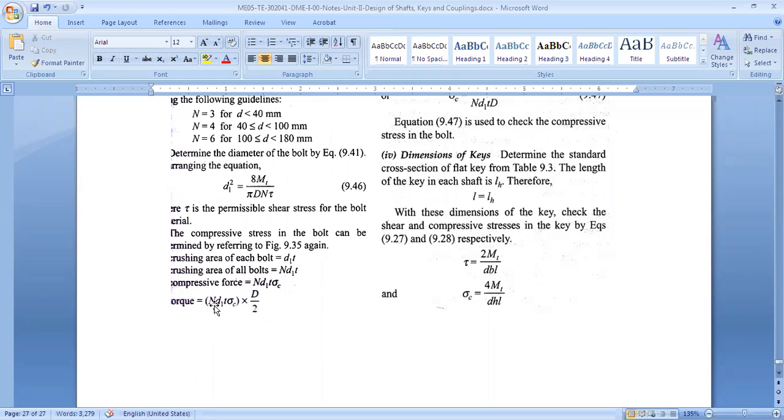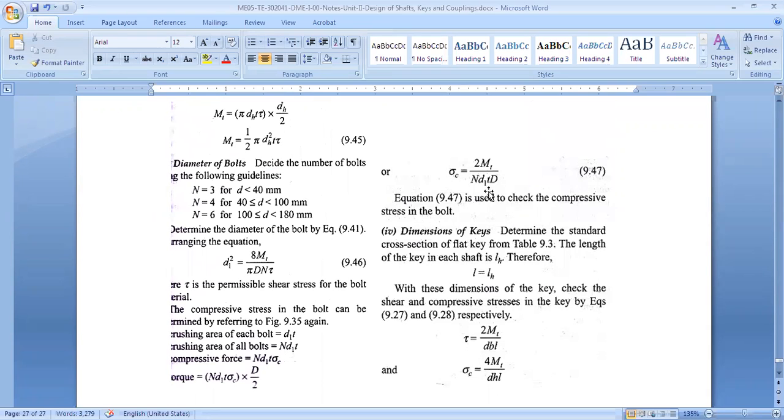Mt is the torque, n is the number of bolts, d1 is the diameter of the bolt, t is the thickness of the flange, sigma c is the allowable crushing stress, and d is the p circle diameter. So from that we get sigma c is equal to 2mt upon n d1 t d. Once we know the diameter of the bolt from the previous equation, we can make sure that it will not fail in crushing, right? So this is how we will do the design.